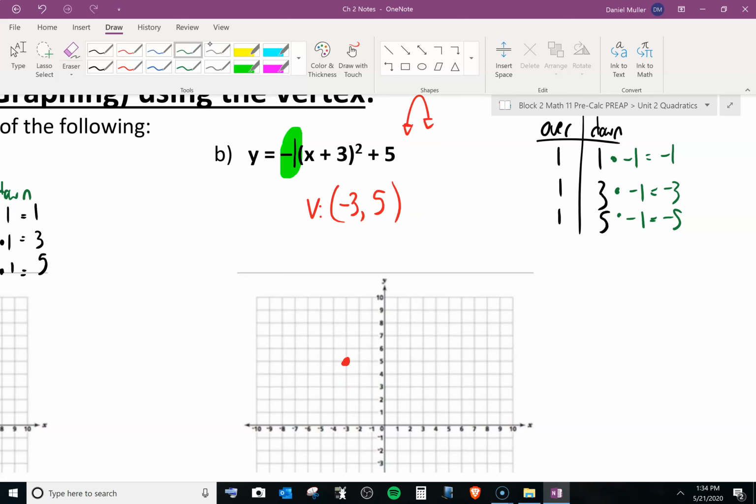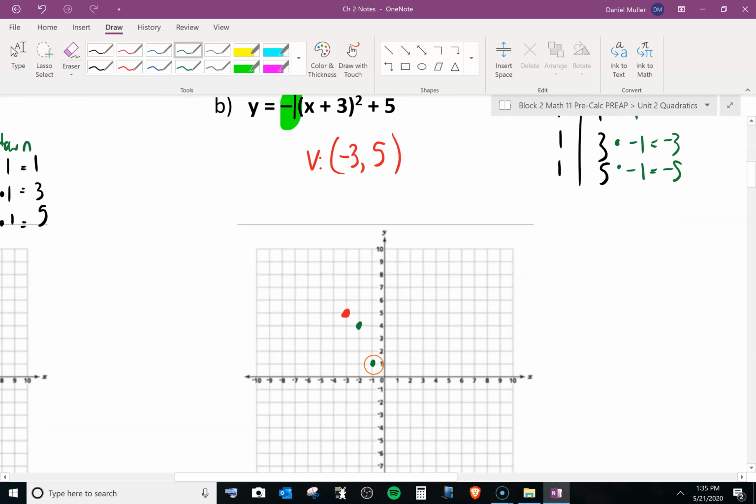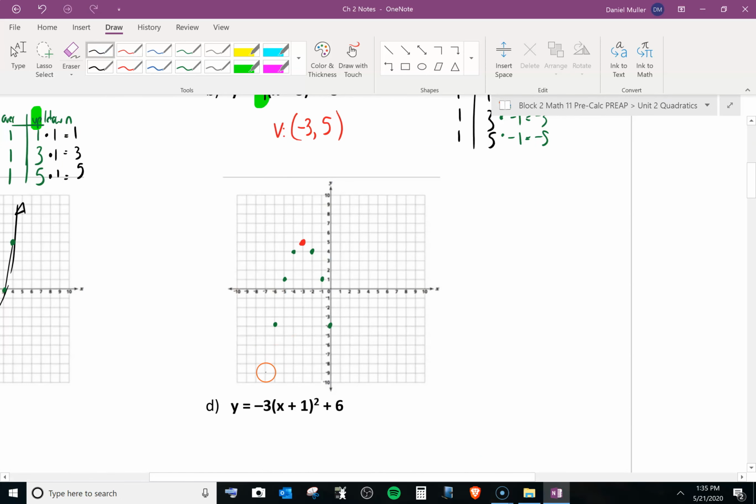And then from that vertex, go over 1, down 1, over 1, down 1, 2, 3, over 1, down 5. 1, 2, 3, 4, 5. Do that the same on the other side. Over 1, down 1, over 1, down 1, 2, 3, over 1, down 1, 2, 3, 4, 5. That's it. Connect the dots.